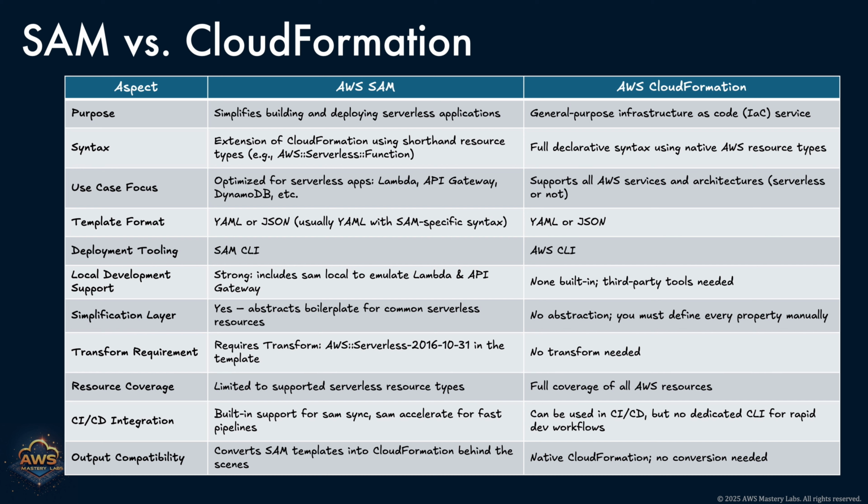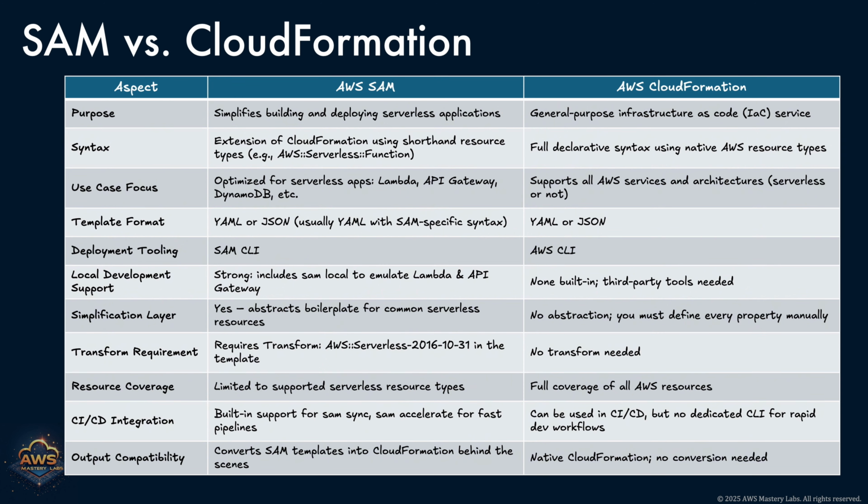That's where AWS SAM, or the Serverless Application Model, comes in. SAM is built on top of CloudFormation and introduces a simplified syntax specifically optimized for serverless applications. It lets you define resources like Lambda functions, API Gateway endpoints, and DynamoDB tables using compact high-level abstractions. For instance, with just a few lines, you can configure a Lambda function, its IAM role, API trigger, and environment variables, something that would take significantly more code in native CloudFormation.